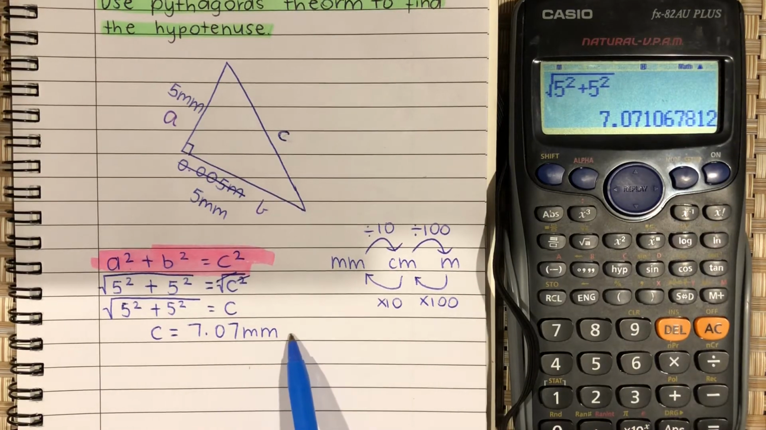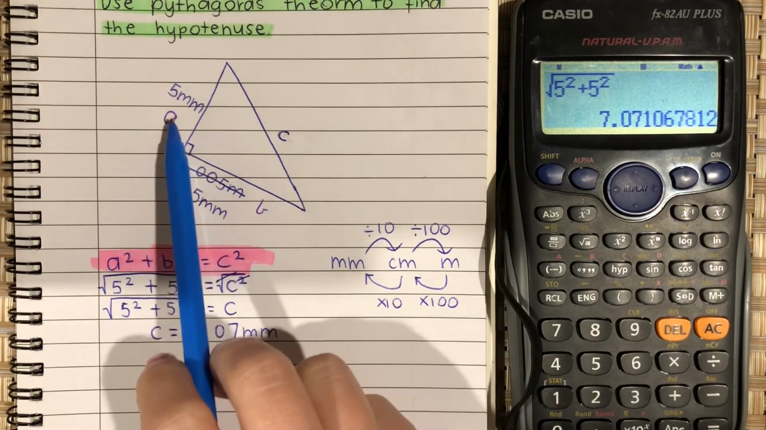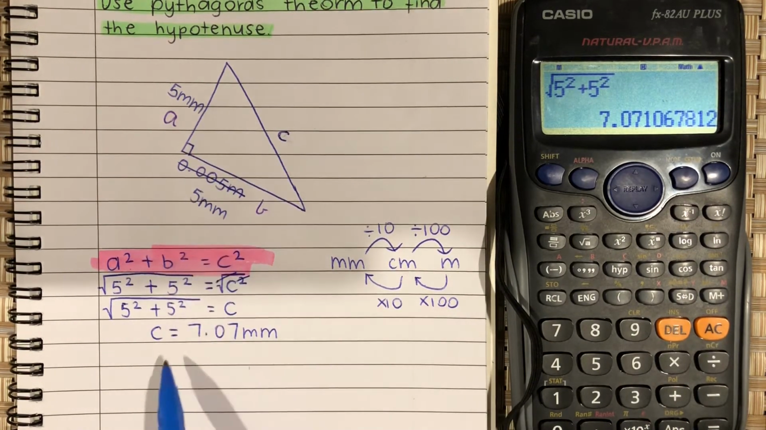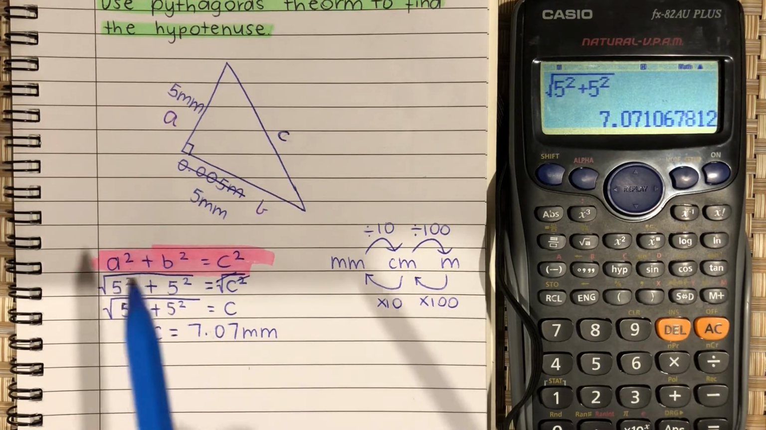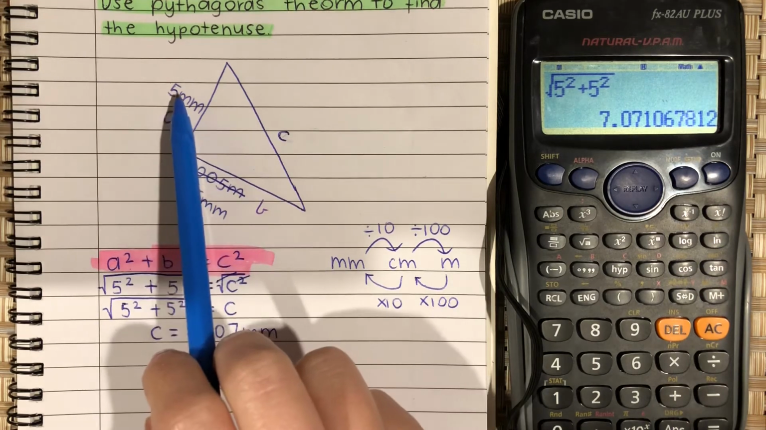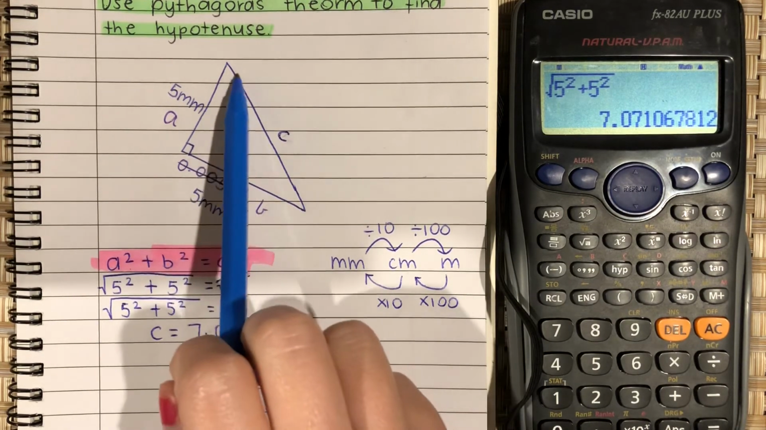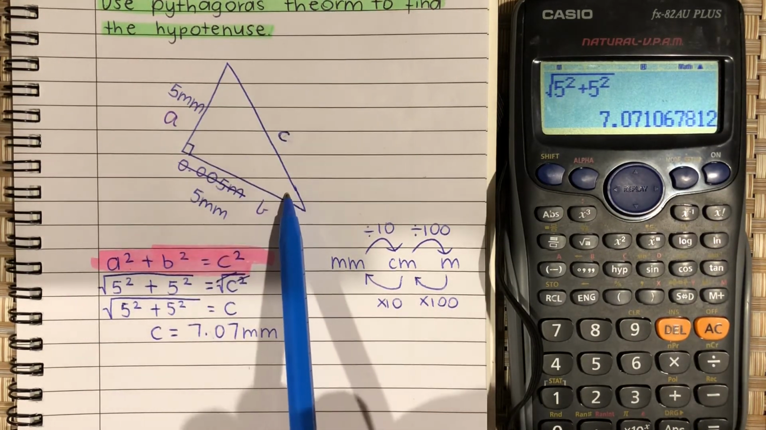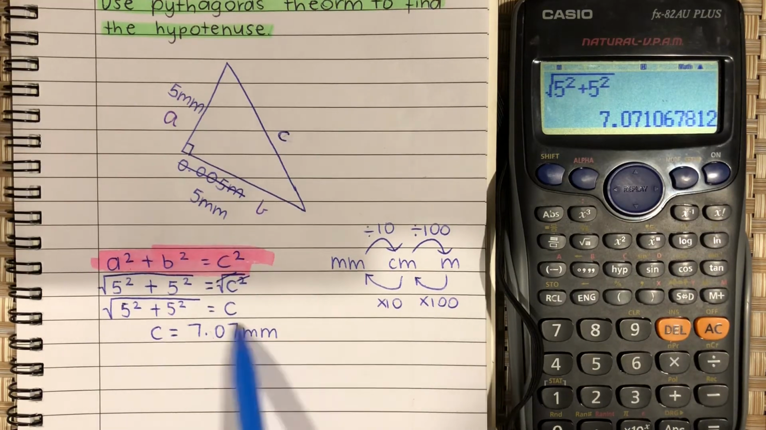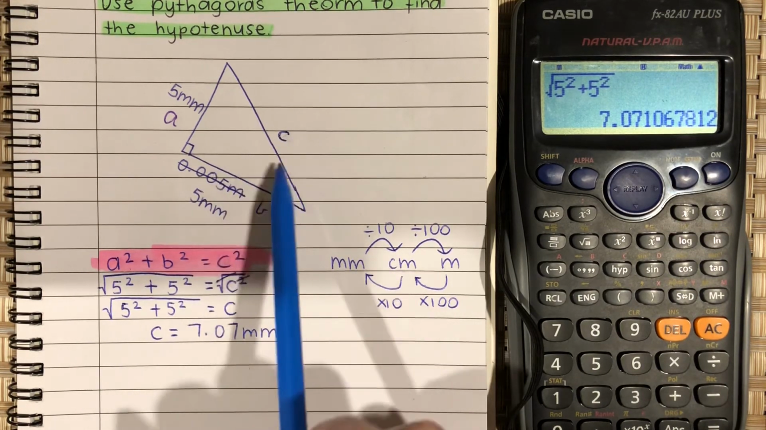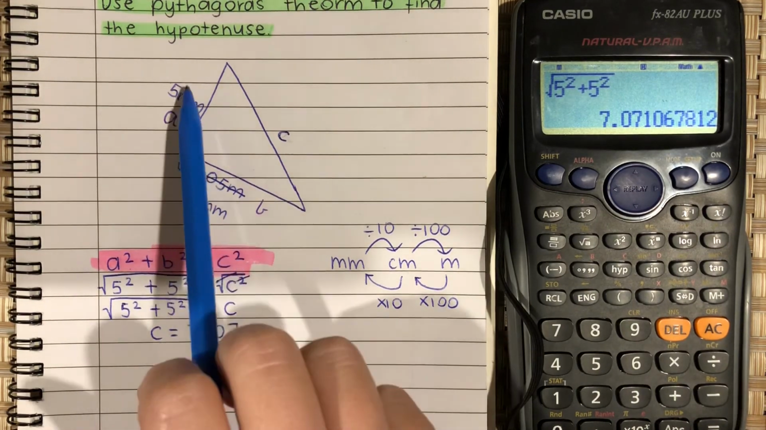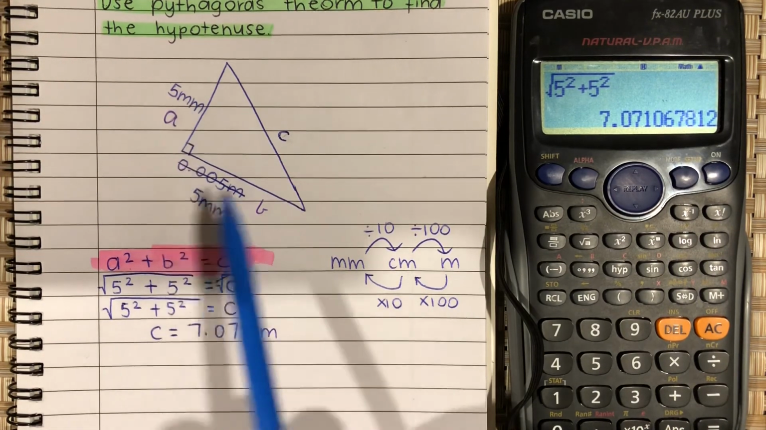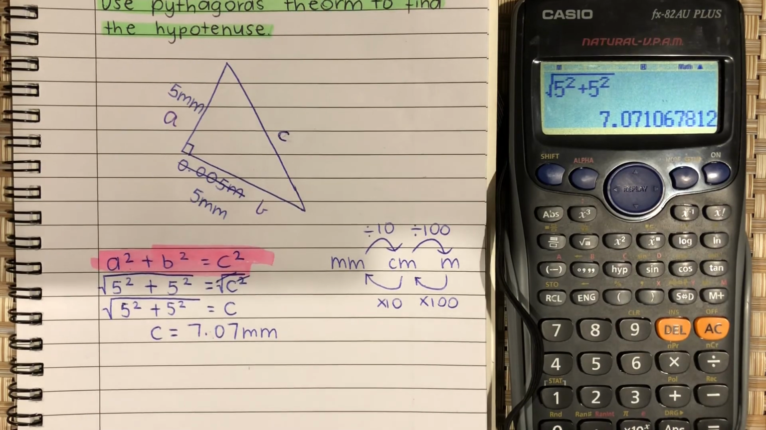7.07 millimeters. And we know that we're most likely right because 7.07 is greater than 5. And since this is our longest length in the triangle, whatever answer you got here must be larger than whatever numbers are here. And 7.07 is greater than 5, so we're probably right.